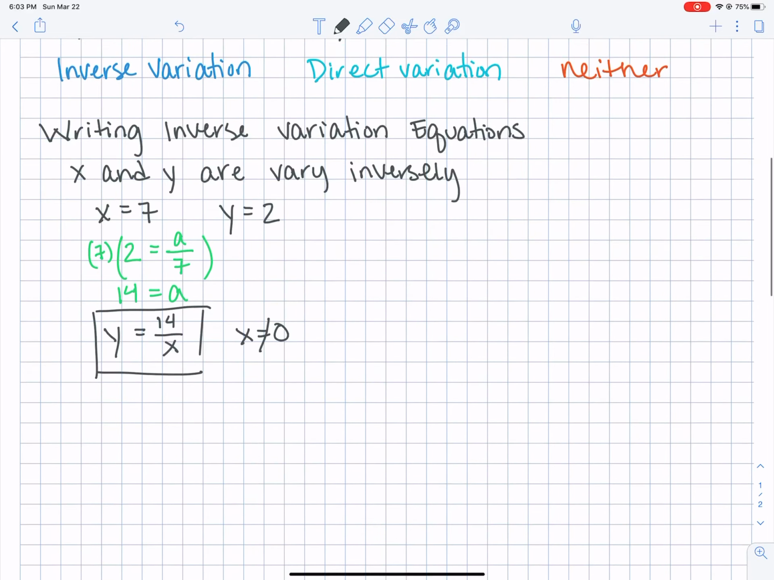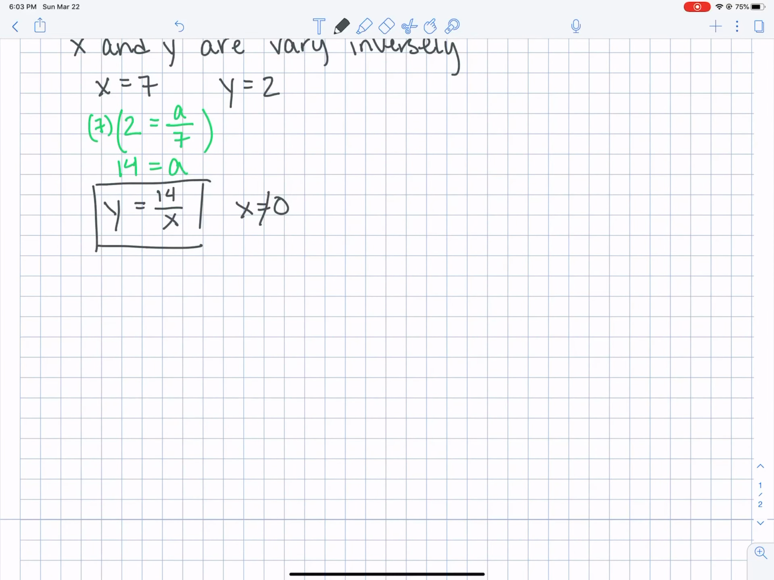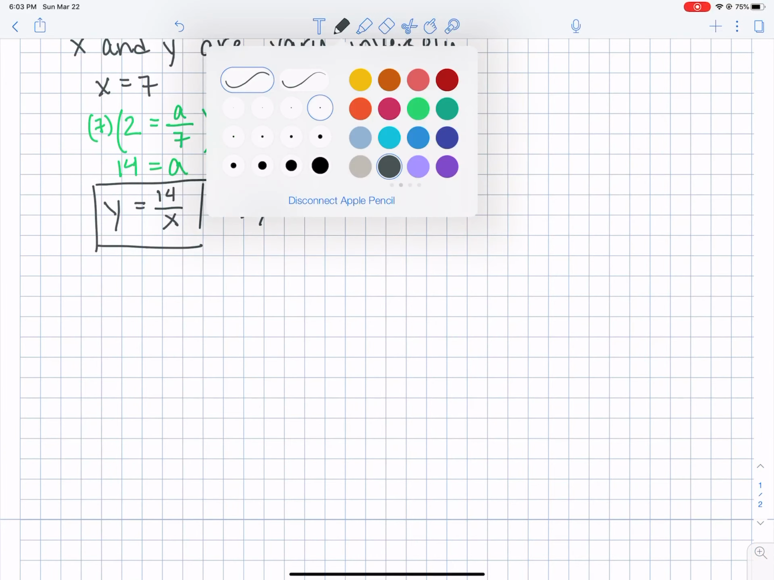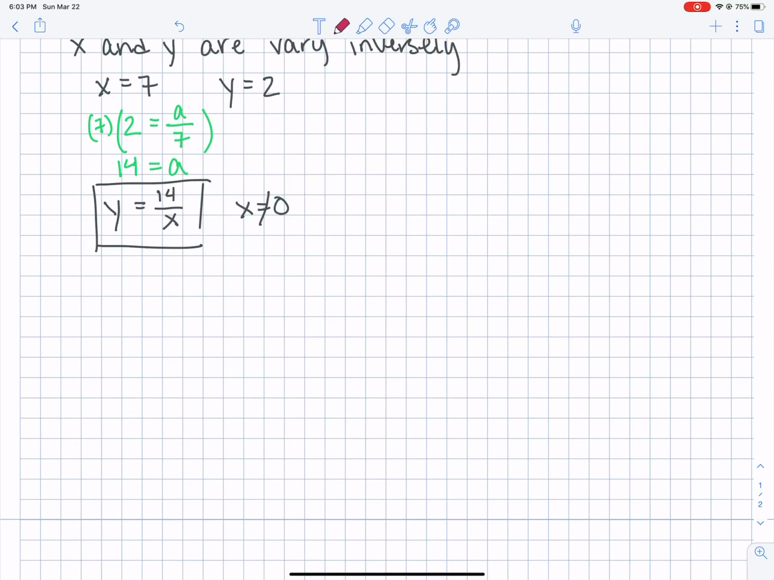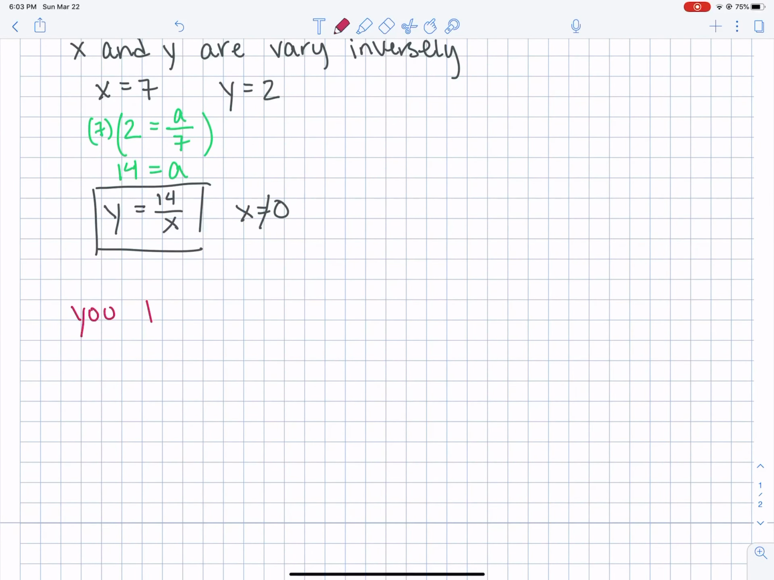So what I'm going to ask is that you try one on your own. So I'm going to put this in pink. I'm going to ask you to try this. So once you get your information, pause your video and try it on your own, and then come back and check your answers. So we're saying that x and y vary inversely. x is going to be equal to -4, and y is equal to -5 over 4. So why don't you go ahead, pause your video for a second, and try this on your own.